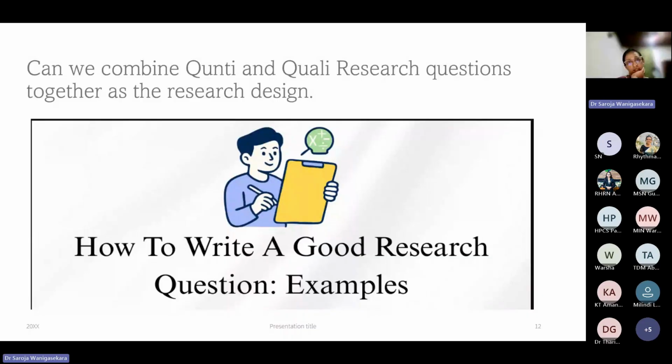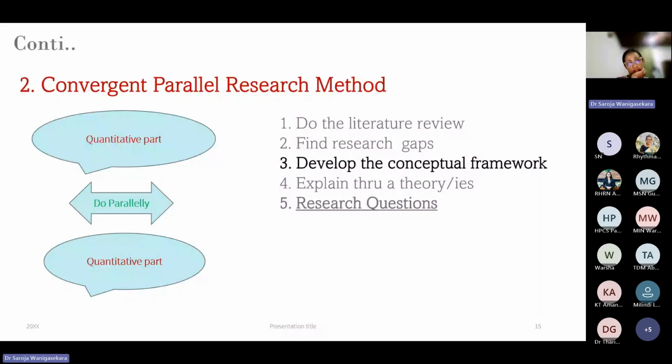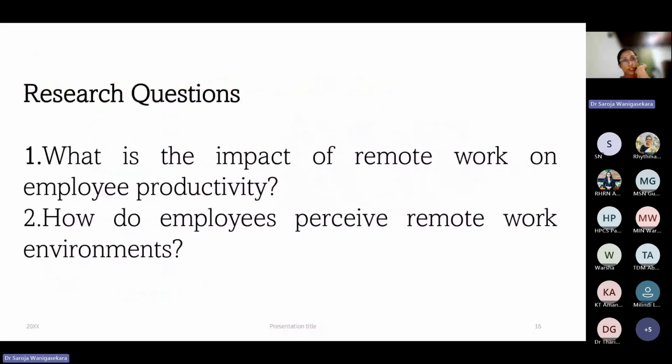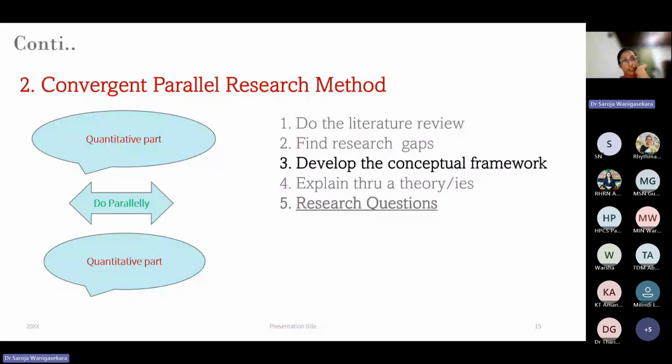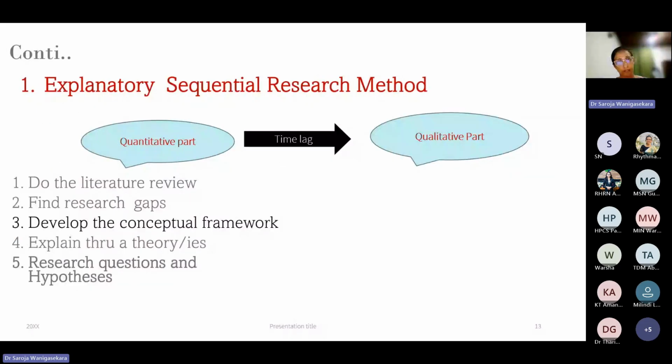Here again, you have kind of examples. I took only two kinds of examples here. So this is the explanatory sequential research method, right? We do the quantitative part first and the qualitative part second, right? I did my research with the same kind of methodology. I did the survey first and I did the interview second, after a time lag.